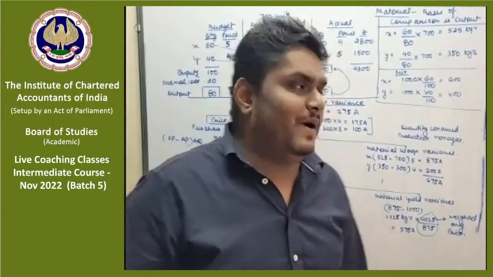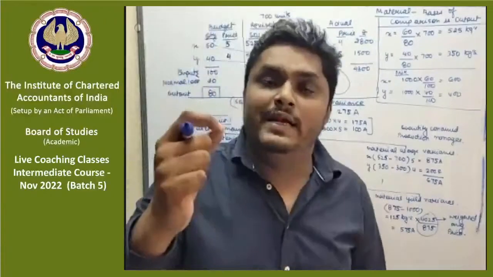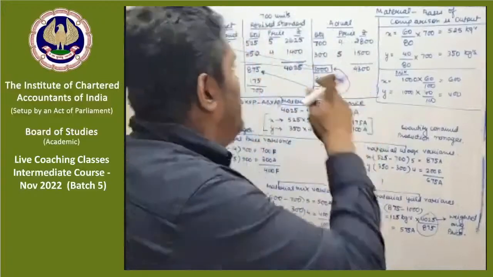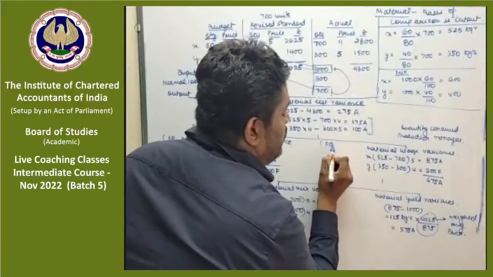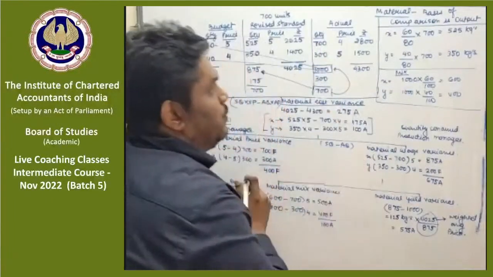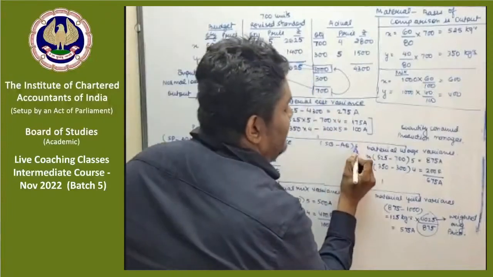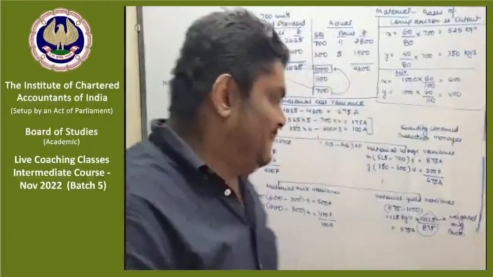Moving towards the next part, that is work done by Mr. Hirsch. Very simple. They talk about the usage. How much quantity was supposed to be used? Very simple, standard quantity. How much quantity did we actually use? Actual quantity into the standard price. So this is the formula for material usage variance.